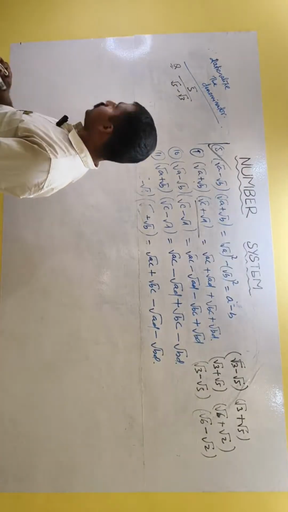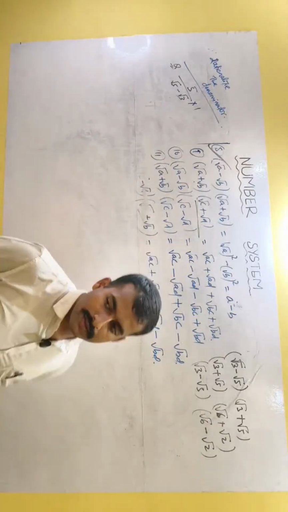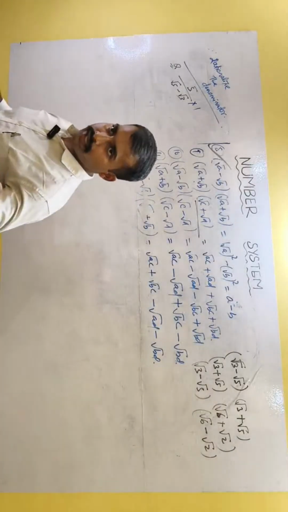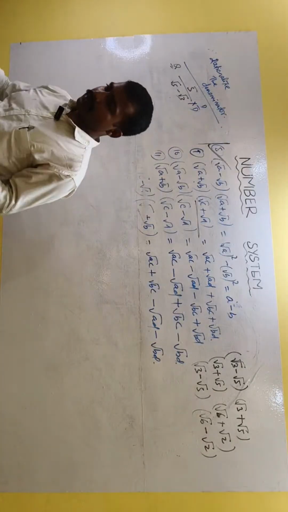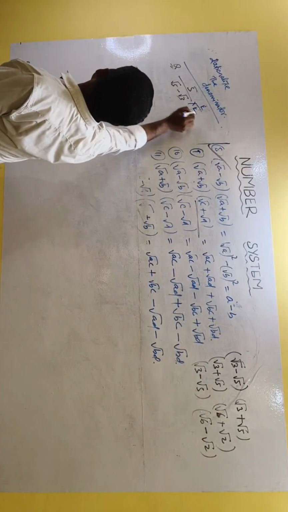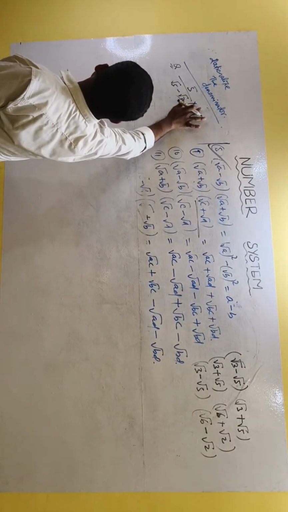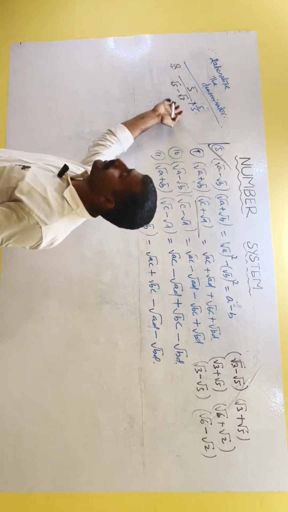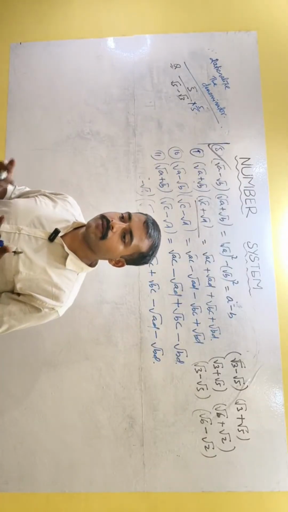If we multiply by 1, will it make any difference? Definitely not. For example, if I multiply 5 by 5, does it make any difference? Definitely not, because it is 1, and 1 is the multiplicative identity. Indirectly I am multiplying by 1, nothing else.